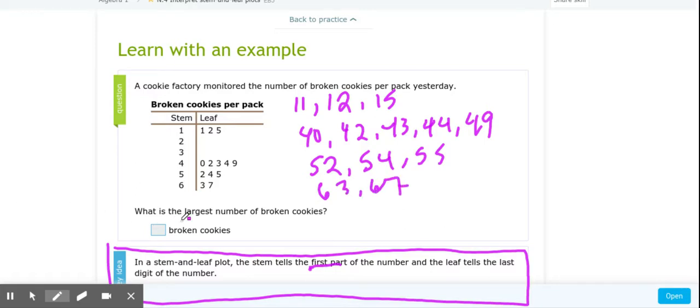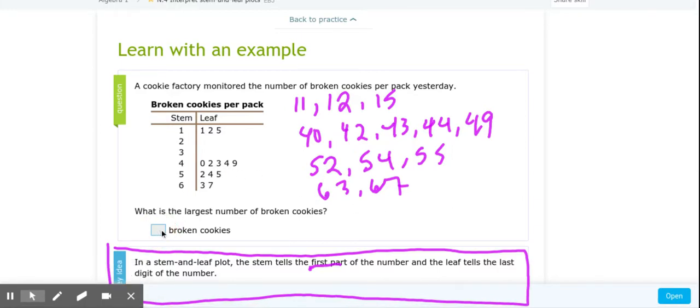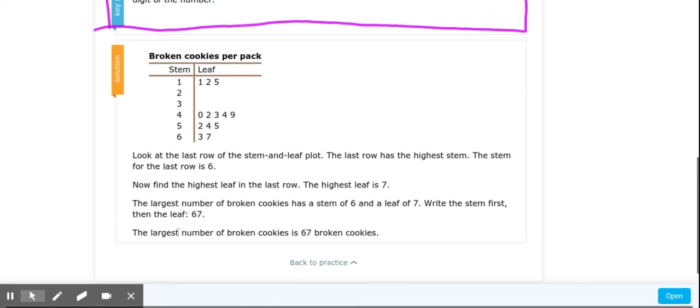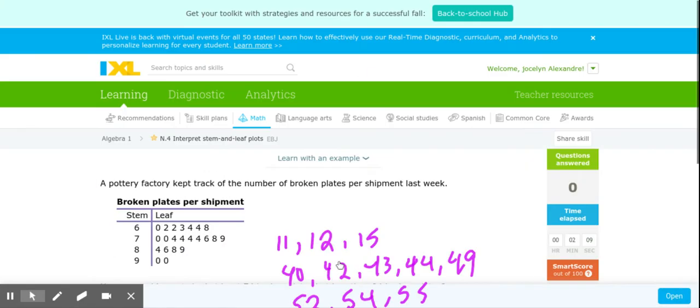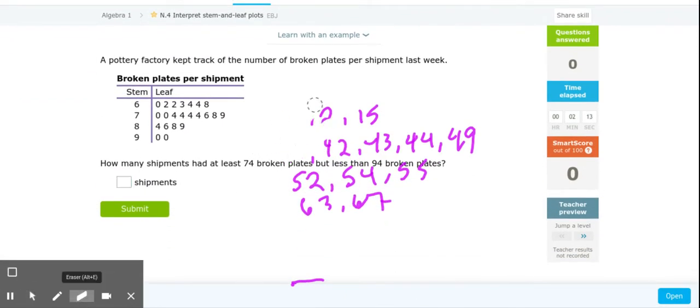So what is the largest number of broken cookies? Well, the largest number here is 67. So there are 67 broken cookies. Oh, actually, it's not going to let me do that. It explains it right here. So it's 67 broken cookies. So let's go back to the practice. Let's erase all that. We don't need that anymore.